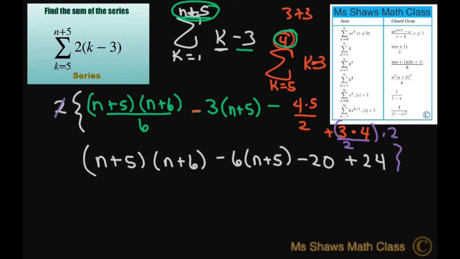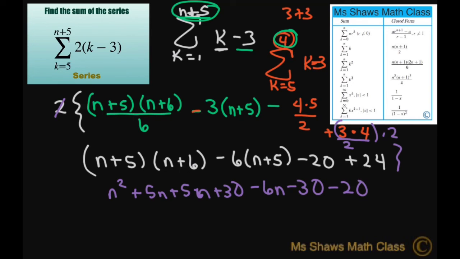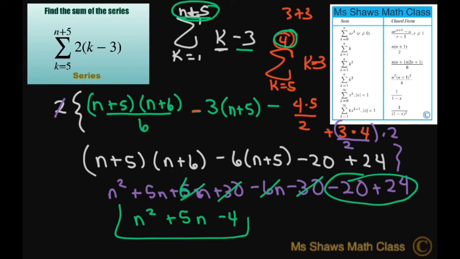So let's see what we get here. This is going to end up being n squared plus 5n plus 6n plus 30 minus 6n minus 30 minus 20 plus 24. So all this simplifies to n squared plus 5n minus 4. This equals negative 4. And that's your final answer.